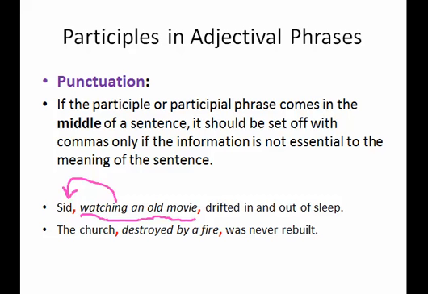In this sentence, watching is the participle. Okay? Sid, watching an old movie, drifted in and out of sleep. Watching is the participle. Watching an old movie is the participle phrase. Now, what if I remove all of this? Does the sentence still make sense? Sid drifted in and out of sleep. The sentence is still complete.